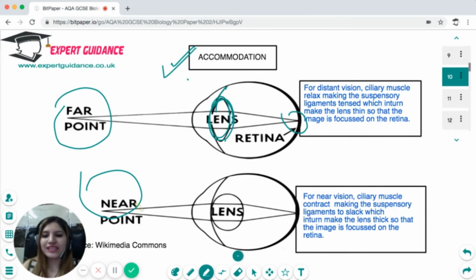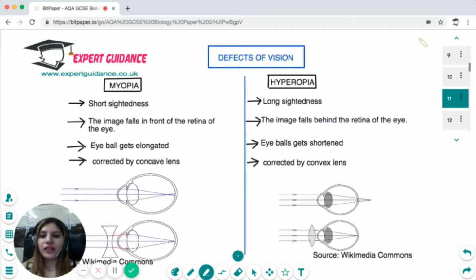But when you see the near point, the ciliary muscles are contracting, making the suspensory ligament slack so that the lens becomes thicker so that the image can properly be focused on the retina. So you should know what changes take place in the lens for distant vision and near vision. Now there are a lot of defects of vision.